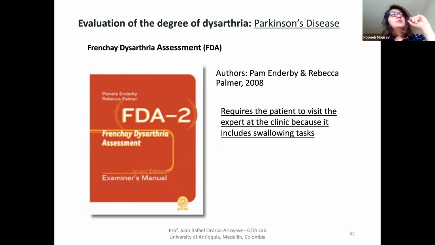Maybe, there is one question here. Yes, there's a question in the chat. How is the articulation measured here?